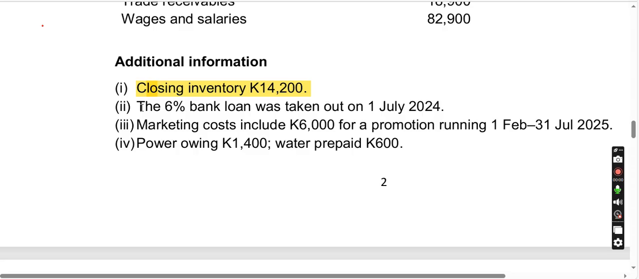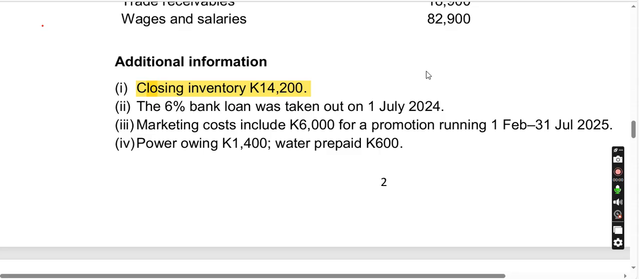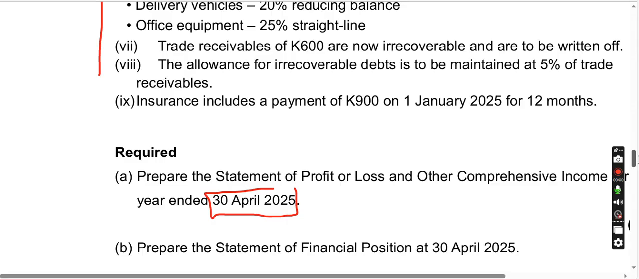Next, we've got a 6% bank loan that was taken out on 1st July 2024. Alright, so here we have a bank loan. We got it on 1st July 2024. We have to now find out when our year ends. It tells us our year ends on 30th April 2025.